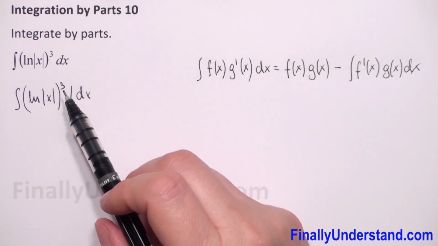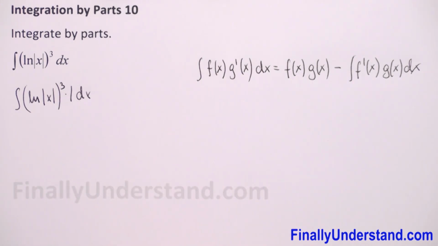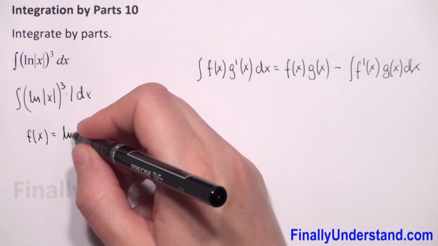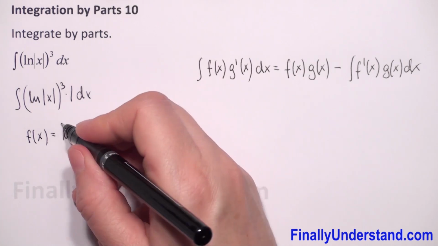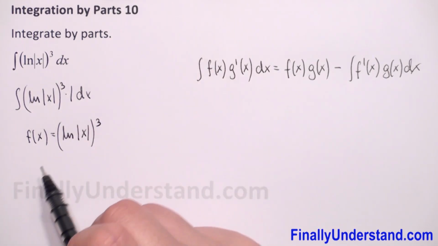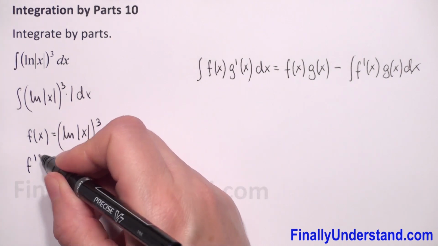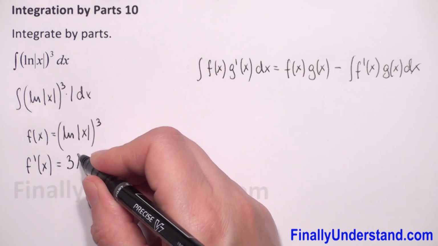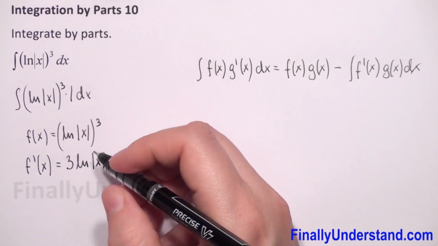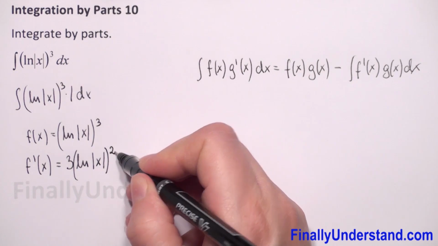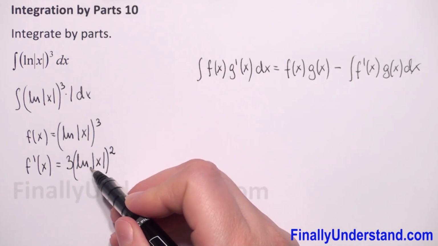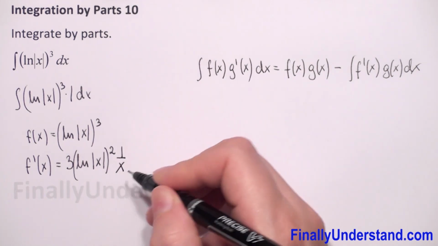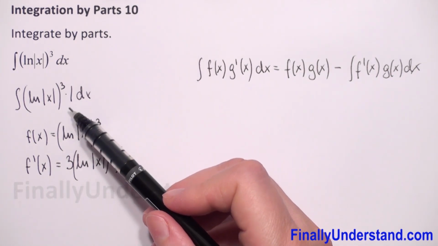Because we need to reduce this power, I will put that f of x is equal to the natural logarithm of the absolute value of x cubed. So now when we take the derivative of f, we will reduce our exponent. It will be 3 times the natural logarithm of the absolute value of x, squared, and times the derivative of the function which is inside. The derivative of the natural logarithm of the absolute value of x is 1 over x. Next, whatever is left is our g prime.